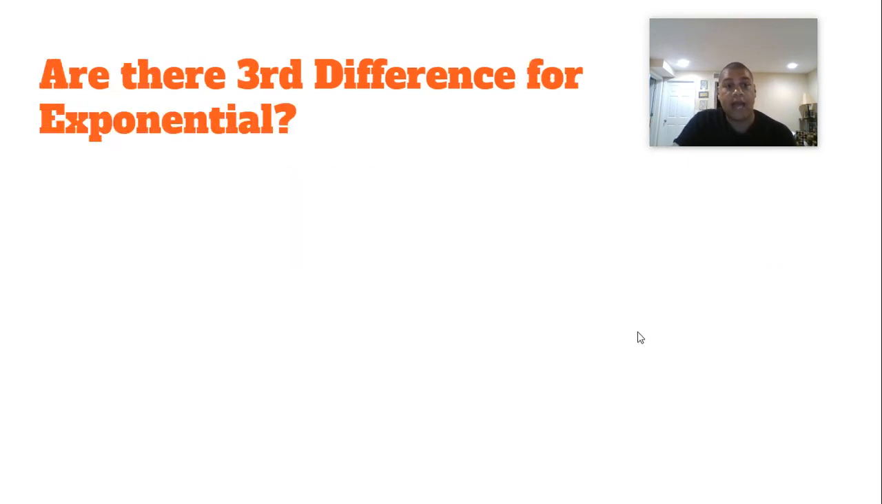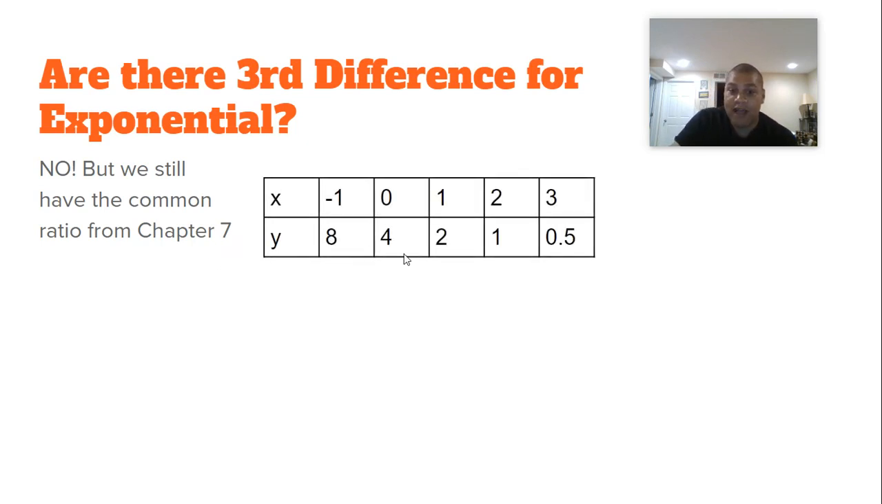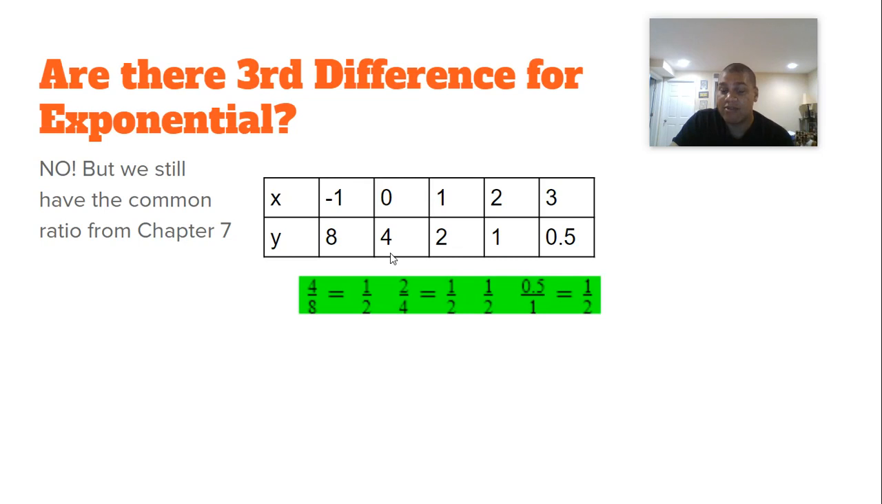All right, now we talked about quadratic. We talked about linear. We also mentioned exponential. Is there a third difference for exponential? No. For exponential, we've got the common ratio. If we remember from chapter 7, like I said, we've done this before. And in chapter 7, we looked at a table and we said, hey, if I look at these y values, right, 8, 4, 2, 1, 0.5, if they had a common ratio, in other words, if I kept dividing and got the same answer, then they were exponential.